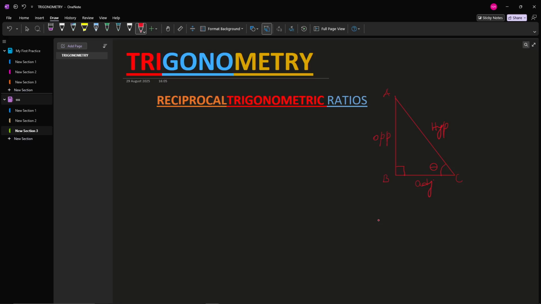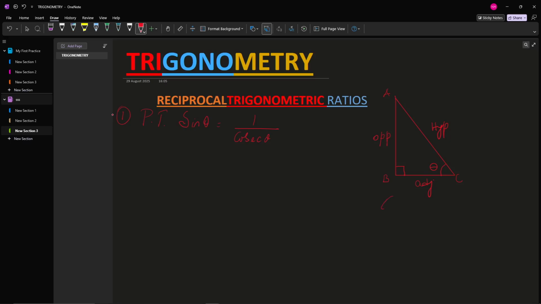Cosec theta is going to be hypotenuse by opposite. Sec theta is going to be hypotenuse by adjacent. And cot theta is going to be adjacent by opposite. Now coming to the reciprocal ratios, the first one, we'll derive each one of them. We'll say prove that sin theta is equal to 1 by cosec theta.